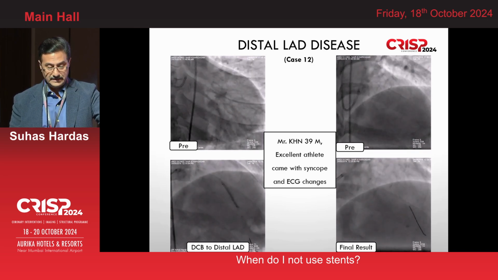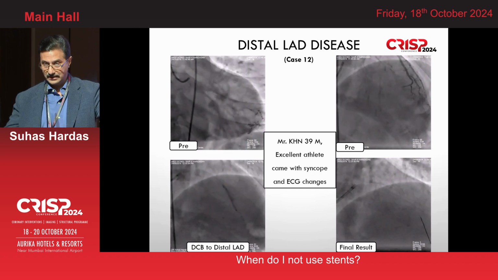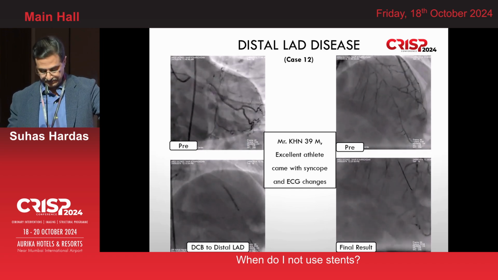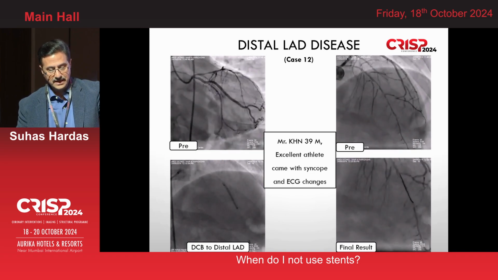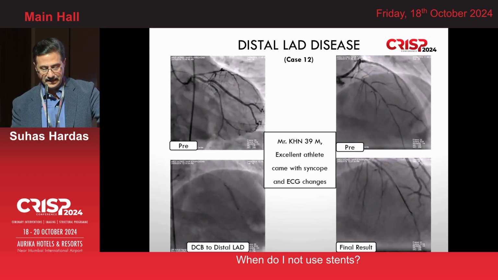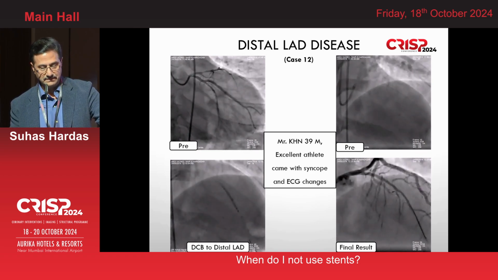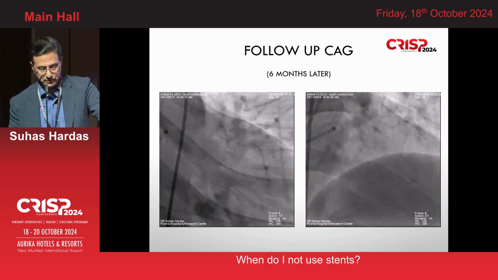This is very interesting. This gentleman was a marathoner, presented after a long run with a history of syncope, was taken to the hospital with lots of ECG changes. You can see that this was done in 2014, had a proximal critical disease in the LAD and diffuse disease in the LAD. The proximal disease of the LAD was stented, and the distal disease was treated with drug-coated balloon.